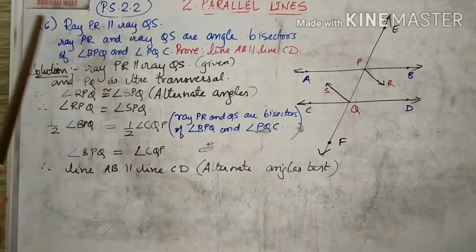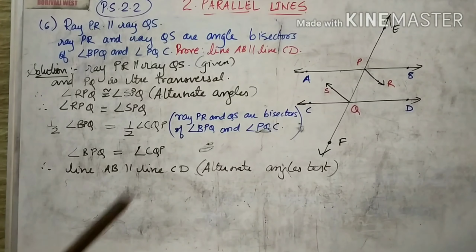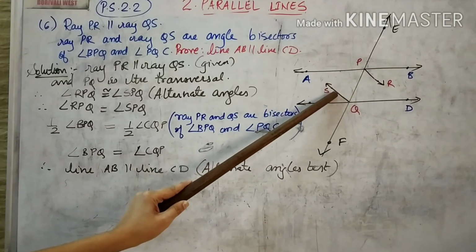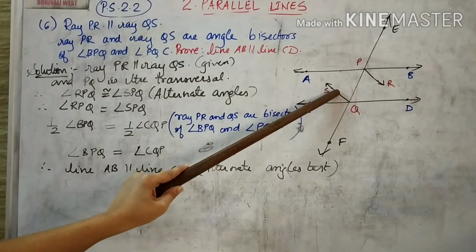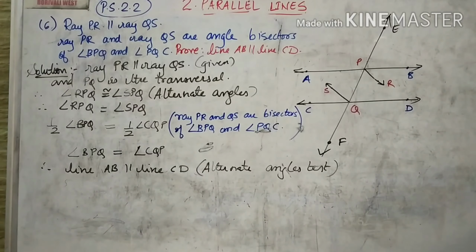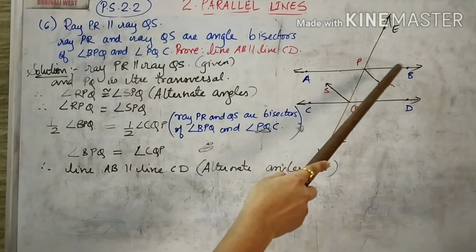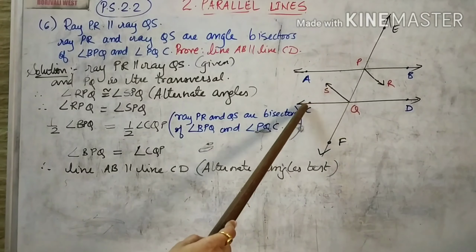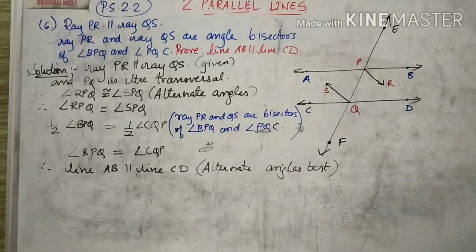In the sixth question, ray PR is parallel to QS. These rays are parallel to each other, and also these rays are the angle bisectors of these angles. PR is angle bisector of BPQ and SQ is angle bisector of CQP. So these are the bisectors.